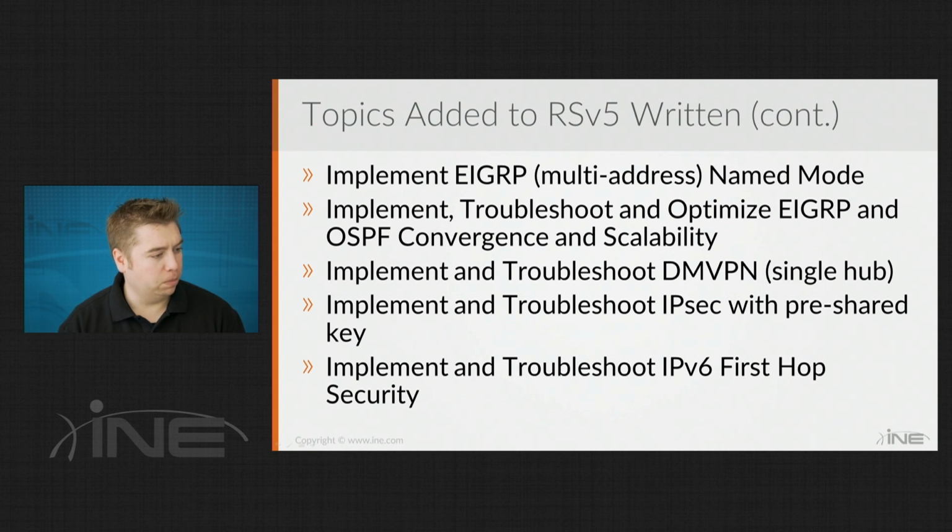Then lastly, implement and troubleshoot IPv6 first hop security. We'll look at that in next class, which is, like I mentioned, very similar to things like DHCP snooping and IP source guard in IP version 4, but now we're running it in IP version 6 as well.